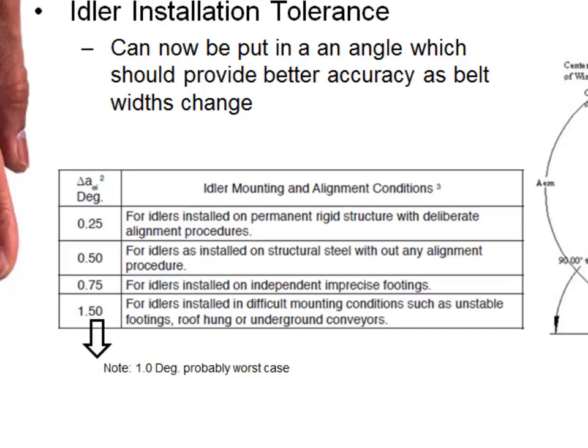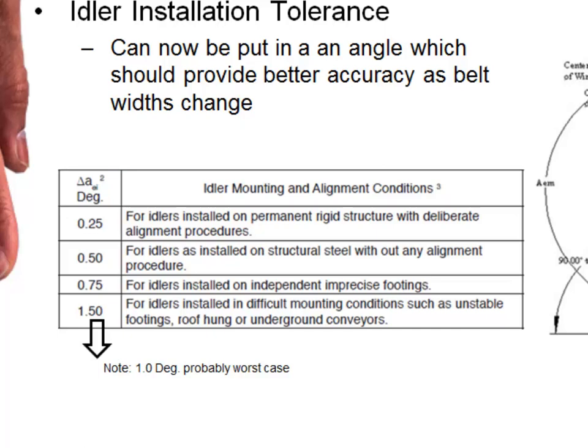For instance, if your idlers are installed on a permanent rigid structure with deliberate alignment procedures, it's now recommended or suggested by CEMA that you can use a 1/4 of a degree misalignment. If idlers are installed on structural steel without any alignment procedures, perhaps a 1/2 degree. If idlers are installed on independent imprecise footings, perhaps 3/4 of a degree.